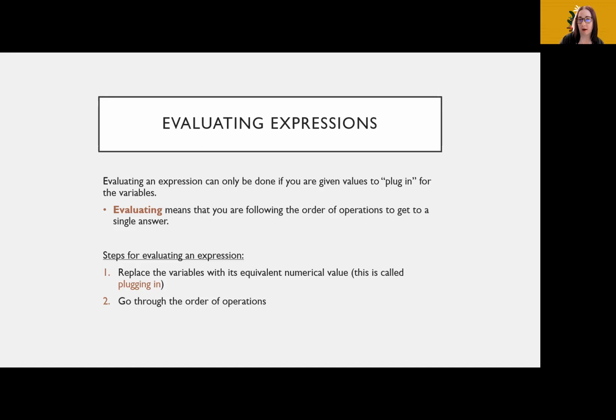So the steps for evaluating an expression are to first replace the variables that you have with the number that each is equal to. This is what we refer to when we say plugging in. And then once all of your variables are gone, you go through the order of operations to simplify and get it to a single number. So that's what it means to evaluate an expression.